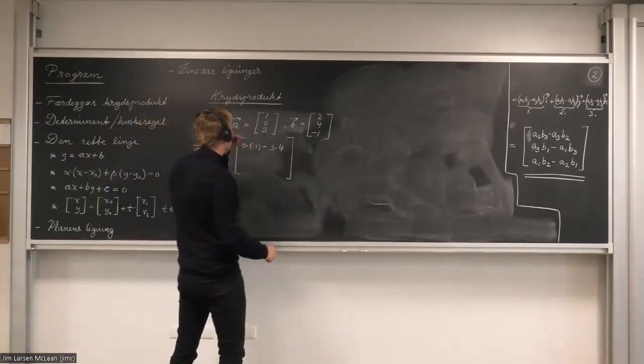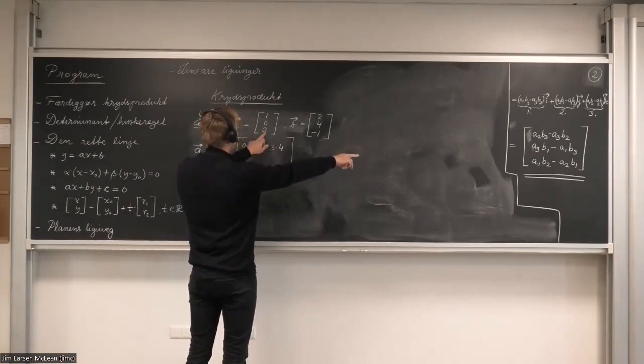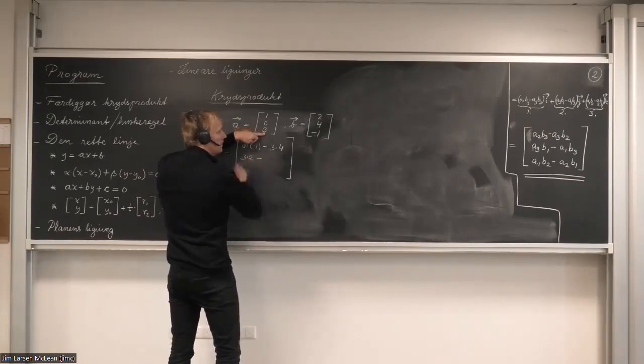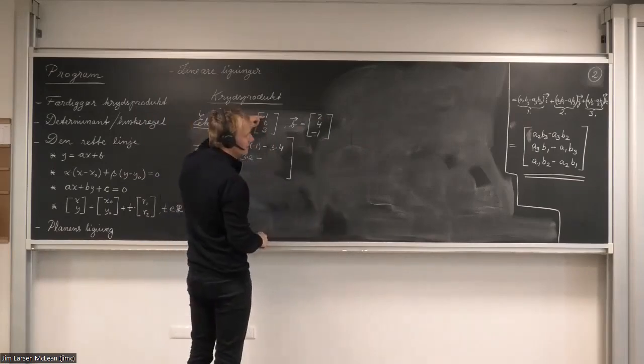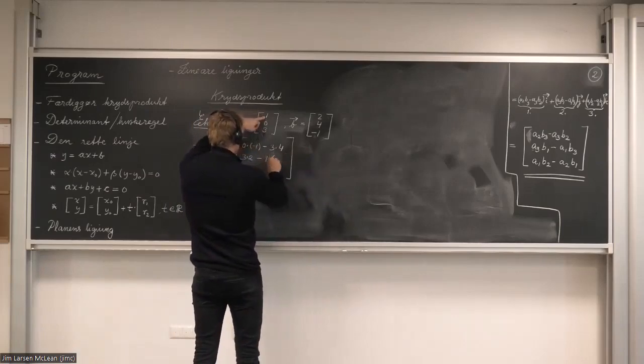Then we'll move on to the next line. There are no 2s. Instead, I need to start with a 3. So A3, B1. So A3, B1 is 3 times 2. Minus, and then I say A1, B3, then once minus 1.